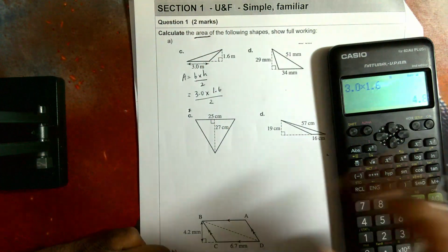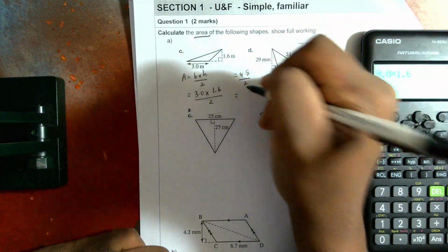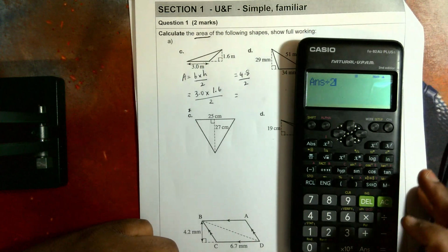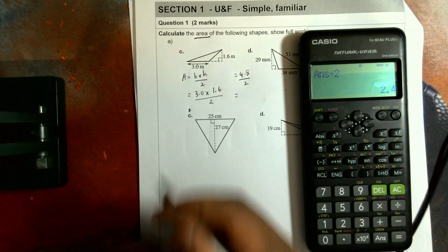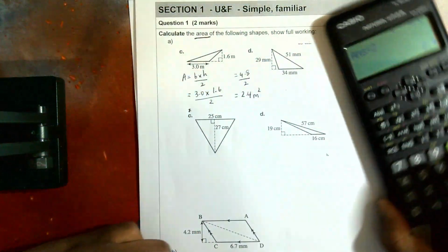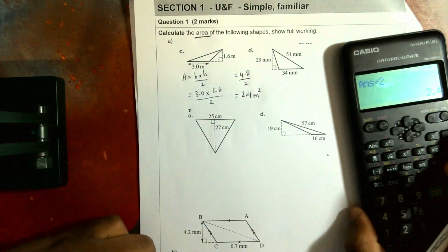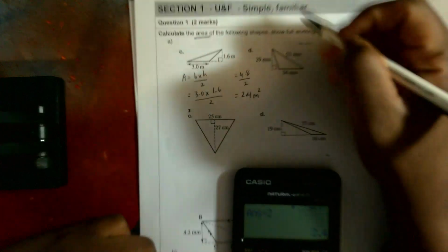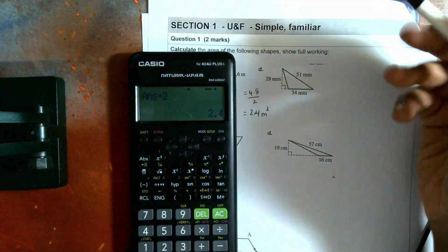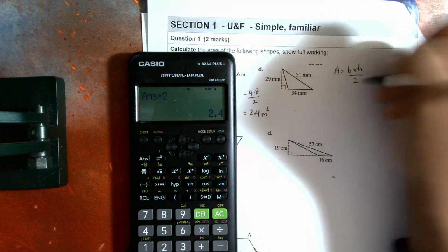So it's 4.8, so we're going to do 4.8 divided by 2. Which equals 2.4. It's in meters, so in area it's going to be meters squared. Next one, same thing, area of a triangle. Again, base times height divided by 2.